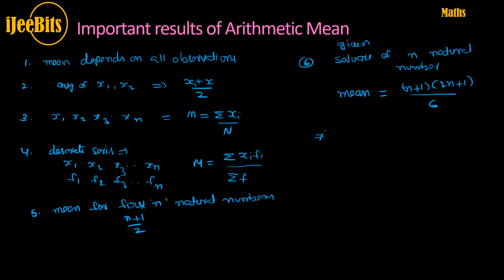There is one more we have. The cubes of the first n natural numbers. In this case, how do you calculate the mean? The cube formula is n into n plus 1 whole square by 4. Okay, these are a few takeaways from the arithmetic mean. I trust you are all clear. Good.